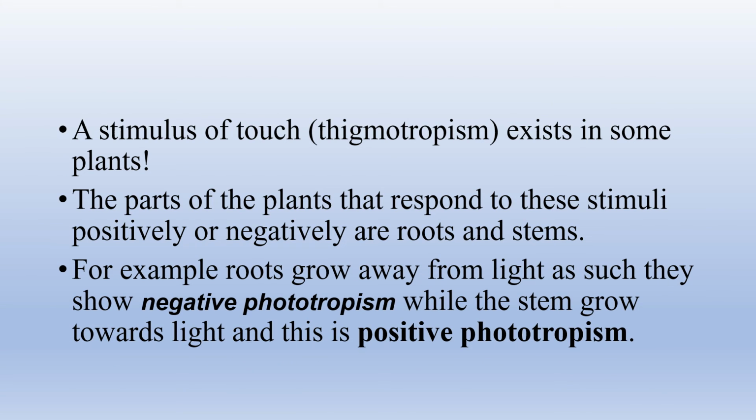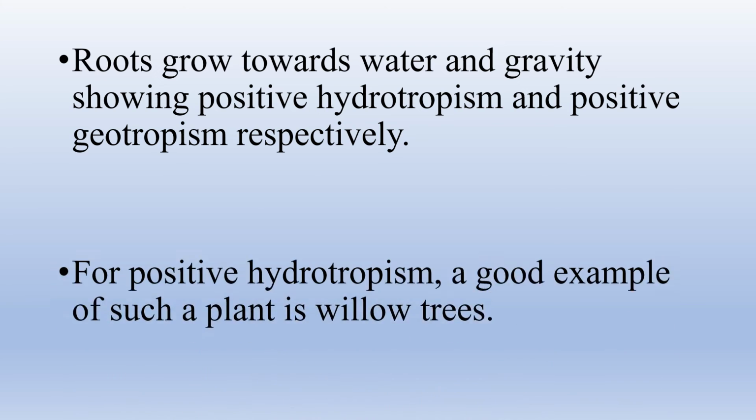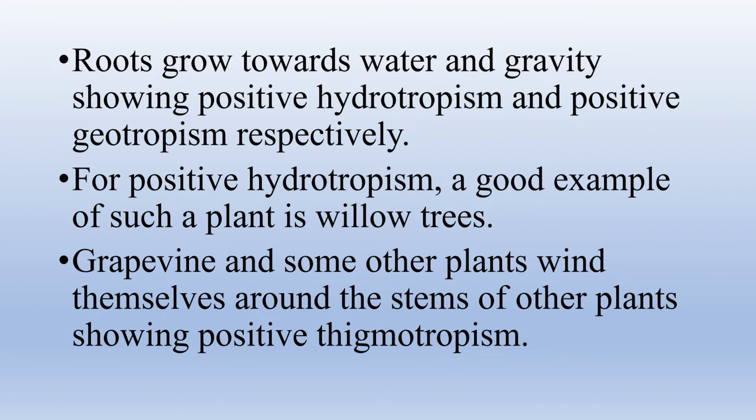For example, roots grow away from light, as such they show negative phototropism, while the stem grows towards light and this is positive phototropism. Roots grow towards water and gravity, showing positive hydrotropism and positive geotropism respectively. For positive hydrotropism, a good example of such a plant is willow trees. Grapevine and some other plants wind themselves around the stems of other plants, showing positive thigmotropism.